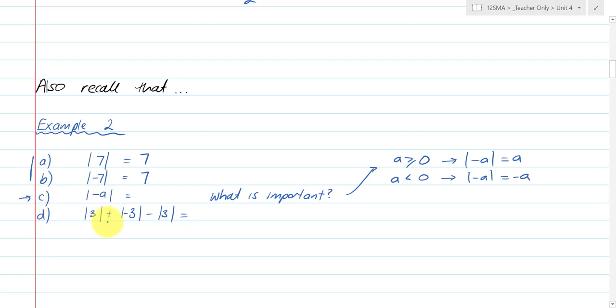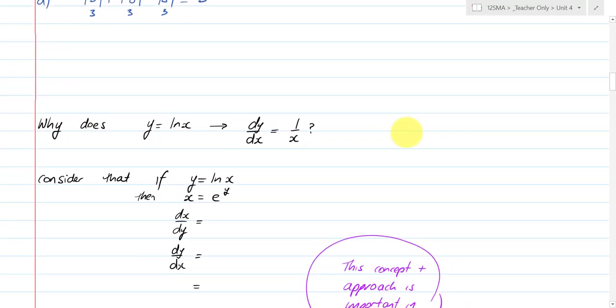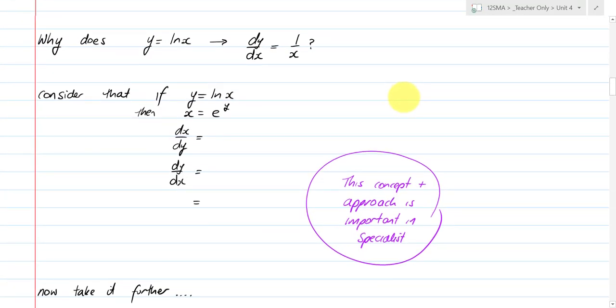And of course D is just evaluating a sum involving absolute values. This is 3, this is 3, this is 3. So we get 3 plus 3 minus 3 is of course 3. So there's a couple other things that we have to consider. So now the question is, and this does come up in the math methods curriculum, but we don't talk about it in a lot of depth, why does log y equal log x go to dy dx equal 1 over x?